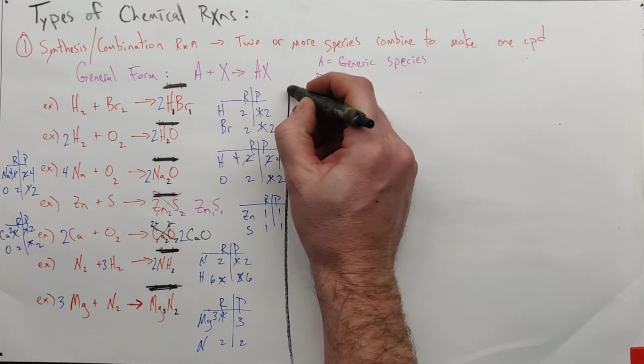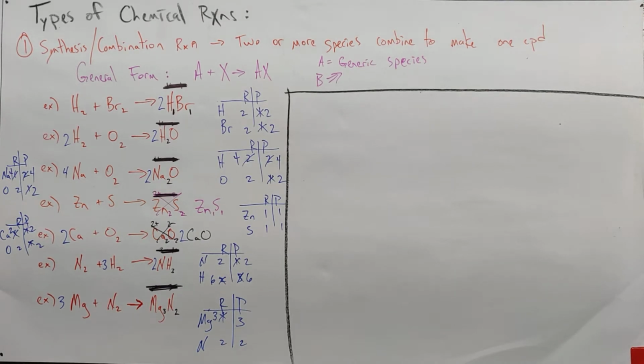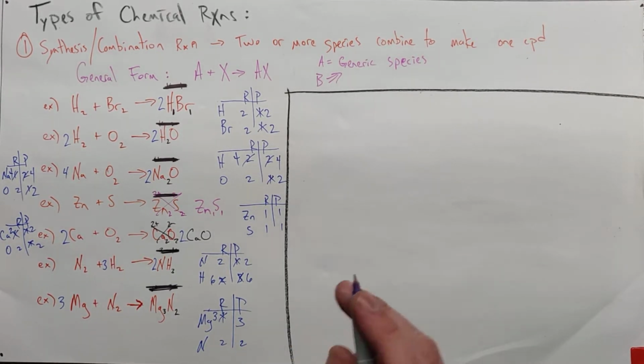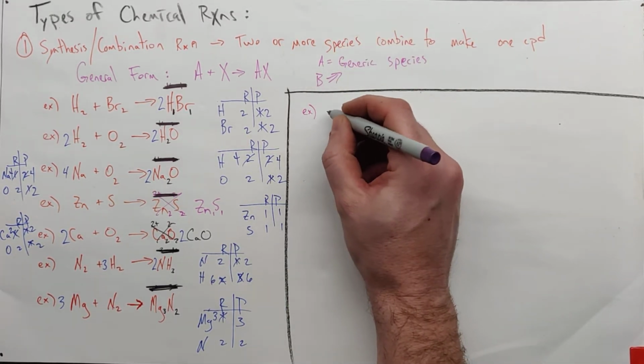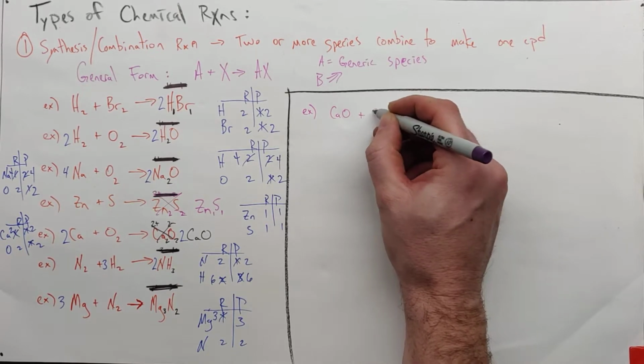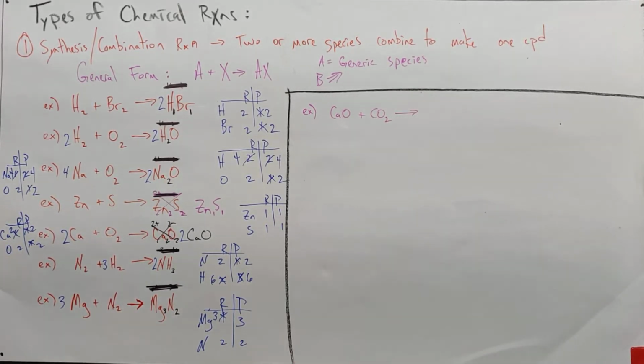I want us to take a look at some less intuitive synthesis reactions, and these are based on decomposition, all right? So this is kind of foreshadowing for the next reaction type, our decomposition reactions, because that's where these are going, and they're not intuitive at all to spot. So the first thing I'm going to do is we'll write our example down here, and we'll say we've got calcium oxide and carbon dioxide, all right?